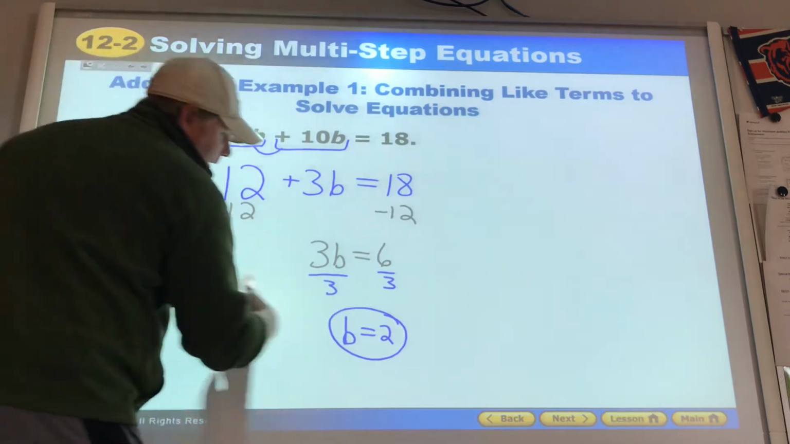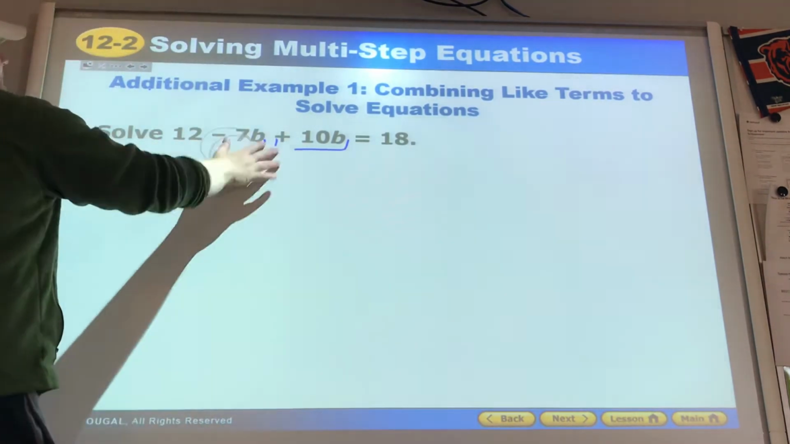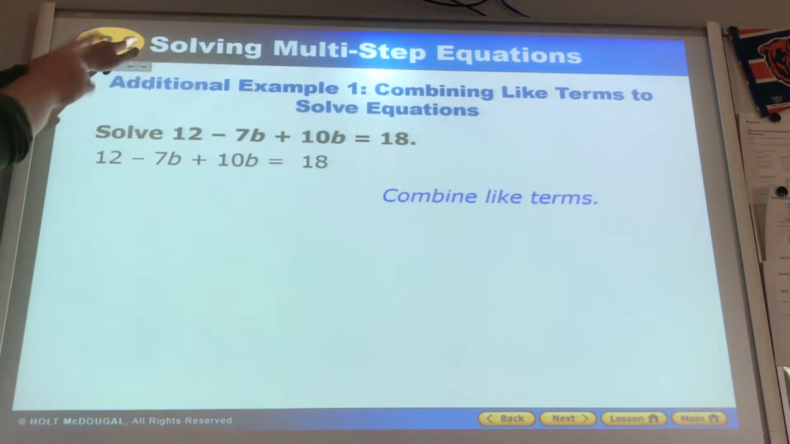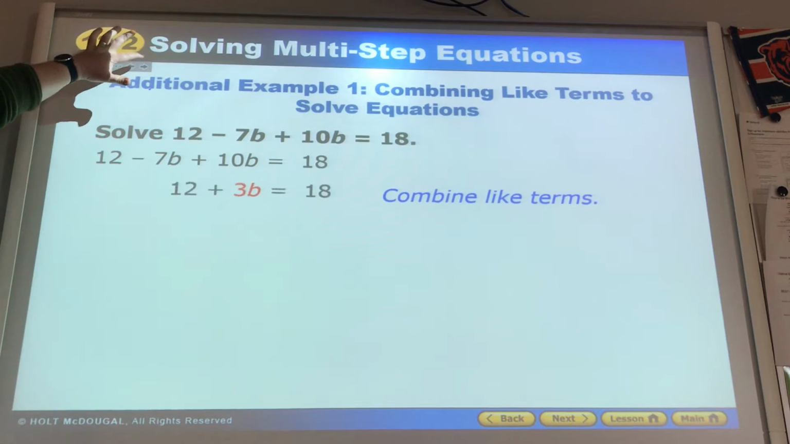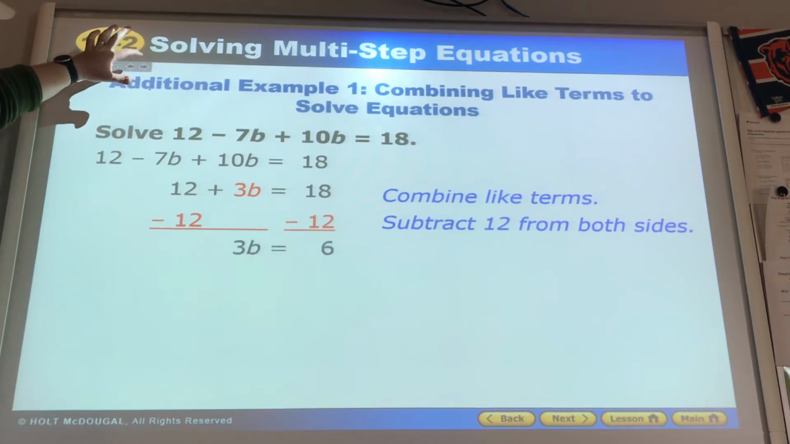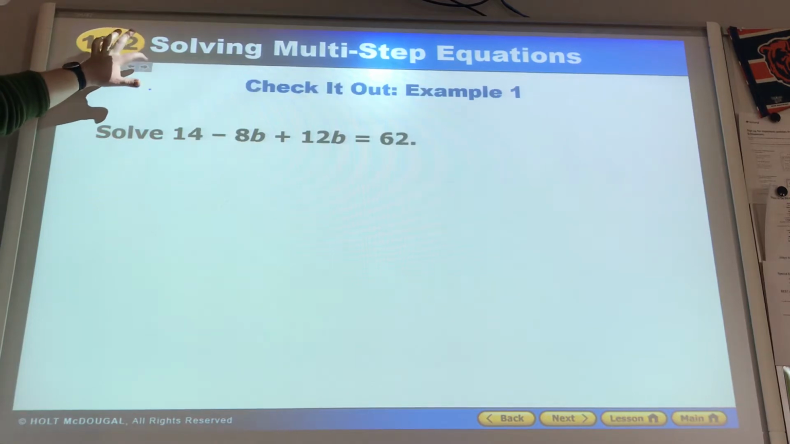You've got the pretty problem. Let's watch what they set up for us. All right. In the first step, they're going to have you add like terms or combine like terms. Now, we want to focus on that 12 and get rid of it, subtracting 12 from each side. Then divide by the 3 because we're isolating the b. All right, and we get our answer of 2.